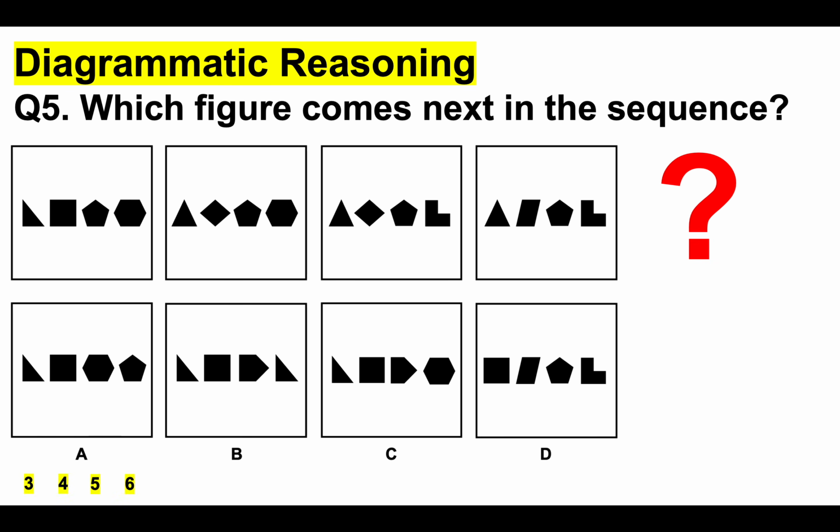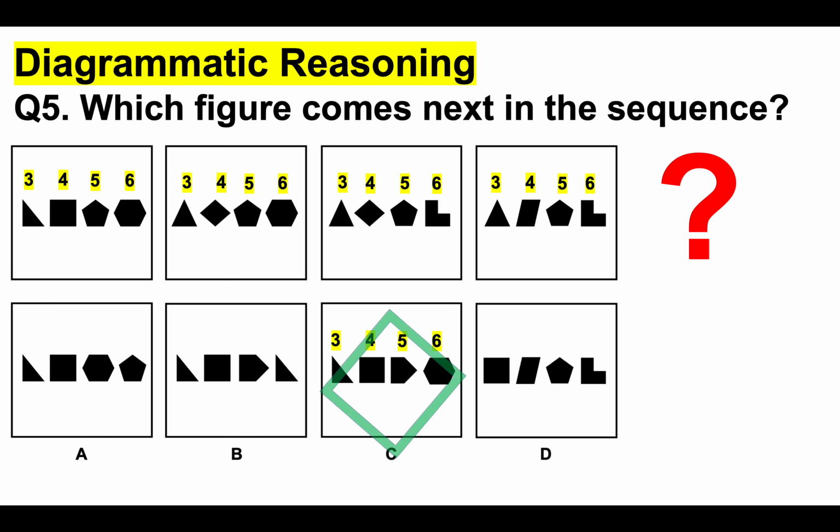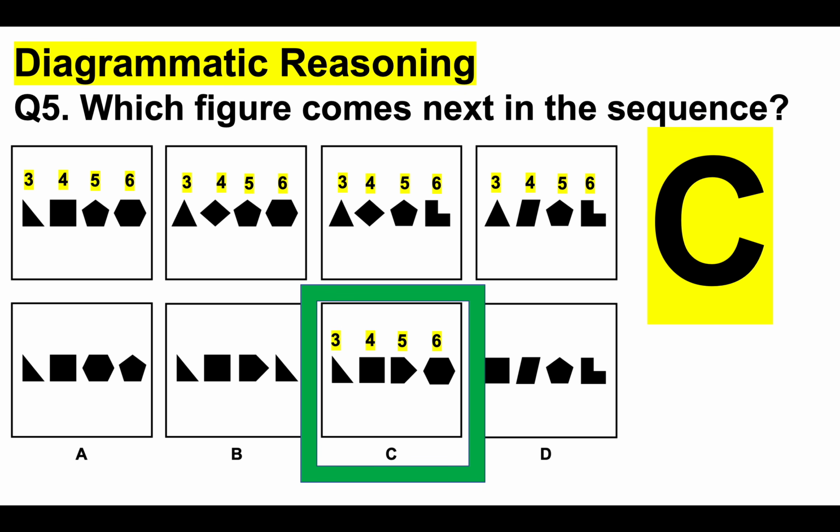However, when we look closely, we can see that the number of sides from left to right is increasing by 1 each time. So the triangle on the left has 3 sides, and there's a square, 4 sides. And then we have another shape, third one along, which has 5 sides and then 6 sides. And the same as we move along, 3, 4, 5, and 6. So we need to look for the same in the bottom row, and the only one that has that sequence of 3 sides, 4 sides, 5 sides, 6 sides is C. So the correct answer there that we would choose for our answer is C.